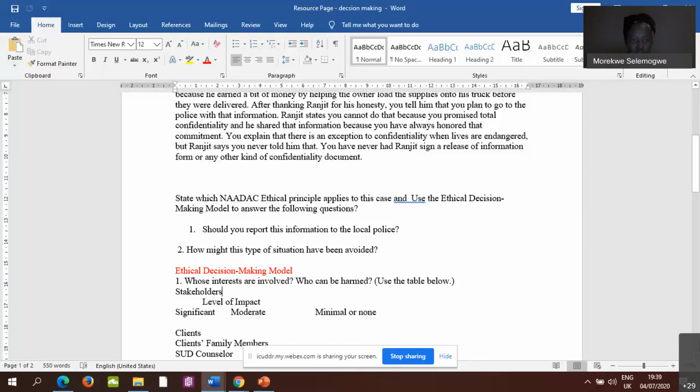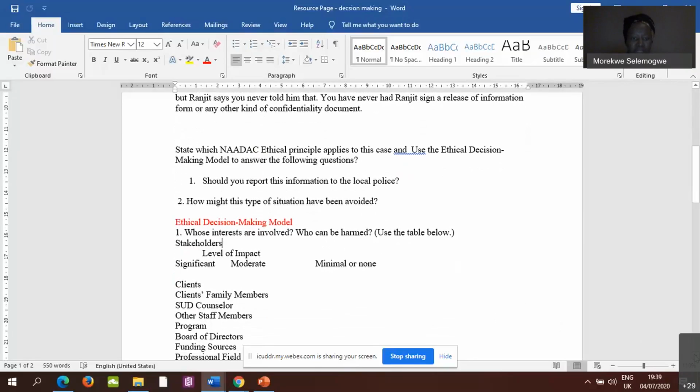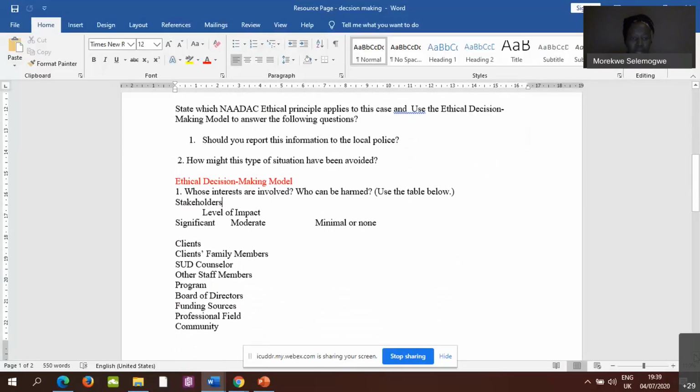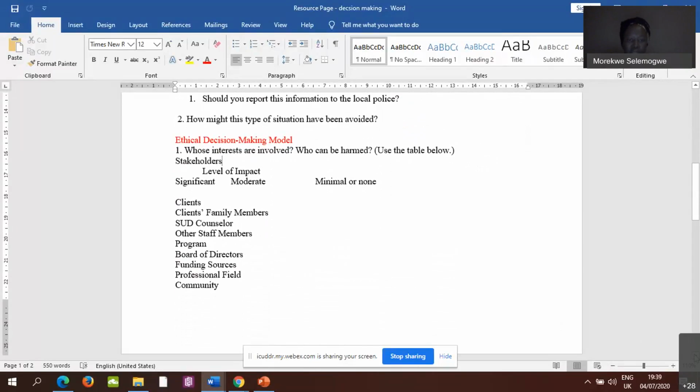The first question, as always: whose interests are involved? Who can be harmed? We have a list here from that model that we can pick from, but you can also use the information from the case to determine whose interests are involved in this case. Who can be harmed? If you want to comment, just go ahead, because I'm not able to see the comments or the chat.